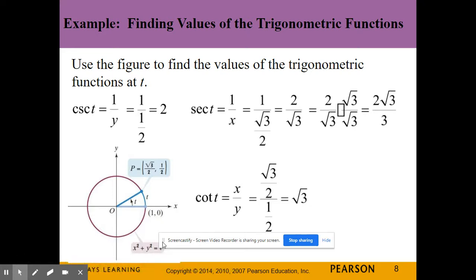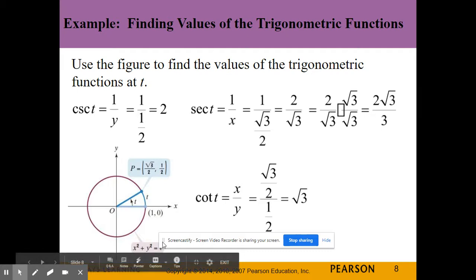Cotangent is x over y. So again, there's two ways you could do this. You take the reciprocal of what tangent was on the last slide, or you do x over y. Root 3 over 2 divided by 1/2 simplifies to root 3. No rationalizing needed there.